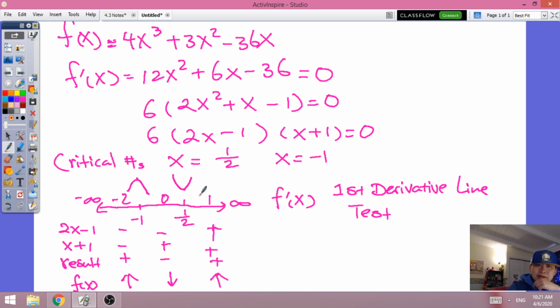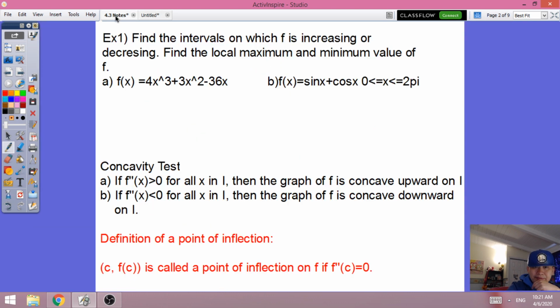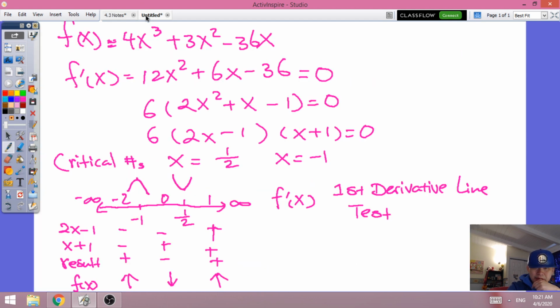Okay, so now let's go back to the instructions. Find the intervals in which f is increasing or decreasing. We just found them. And then find the local maximum and minimum values of f. So basically, we're not just finding the value of c. We need to plug the number back into the original function to find the exact value of y. So for this one, we plug -1 back into the original function to find the local maximum.